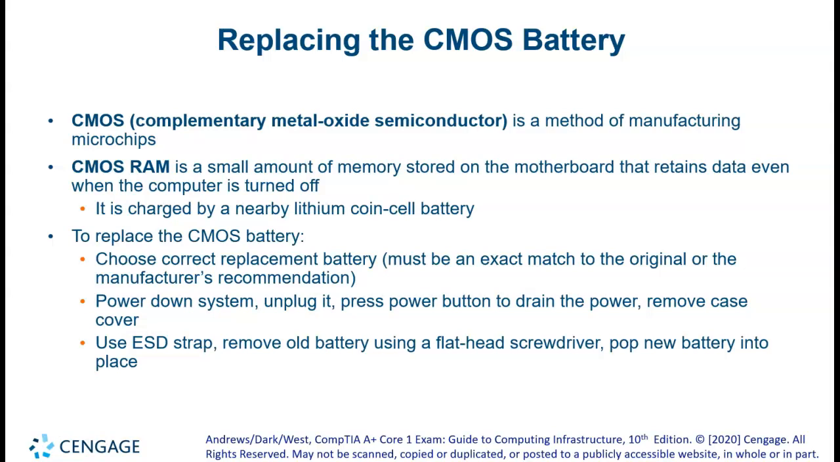To replace a CMOS battery, choose the correct replacement battery. It must be an exact match to the original or the manufacturer's recommendation. Power down the system, unplug it, press the power button to drain the power, remove the case cover. Use an ESD strap, remove the old battery using a flathead screwdriver, and pop the new battery in place.